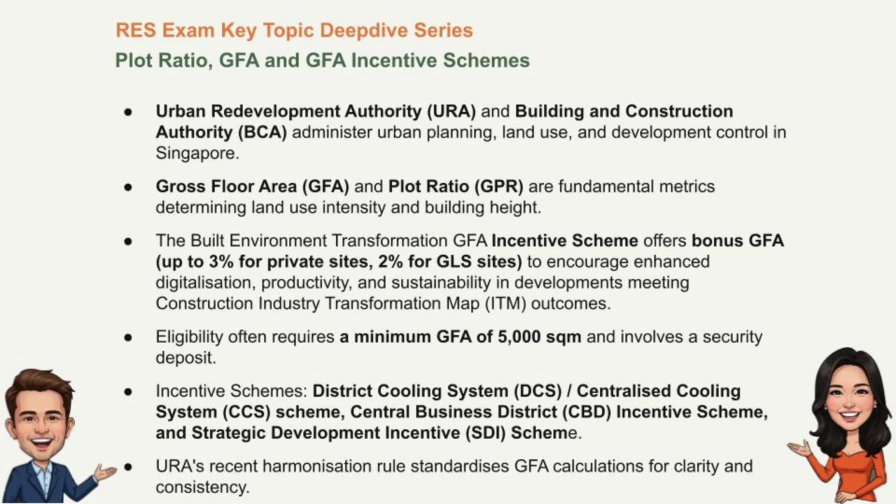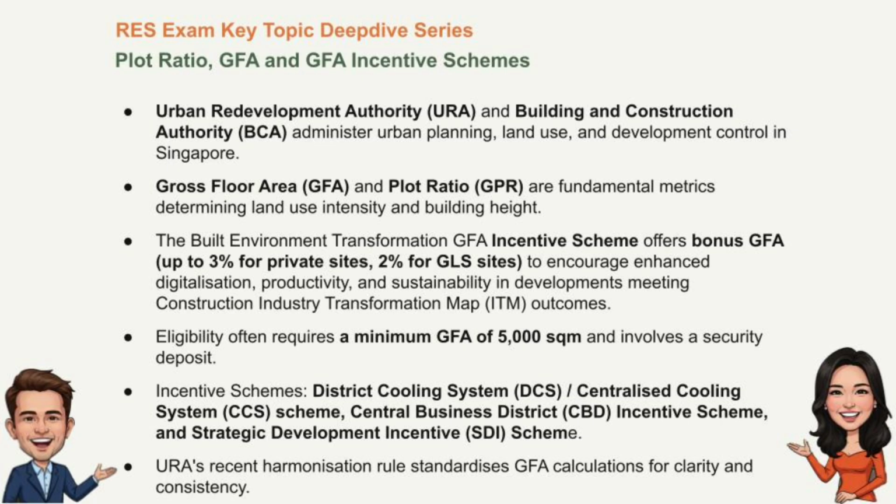You know, just when you think you've got GFA sorted, the rules evolve. Let's talk about something relatively recent, URA's harmonization rule. What was the deal with that? Why did they need to harmonize GFA calculations? Well, it's interesting. The harmonization rule was really about bringing more clarity and consistency to the market. Its main goal was to standardize how gross floor area is calculated across different types of land use. Before this, there could be subtle differences in how GFA was counted for a residential project versus a commercial one or an industrial one.